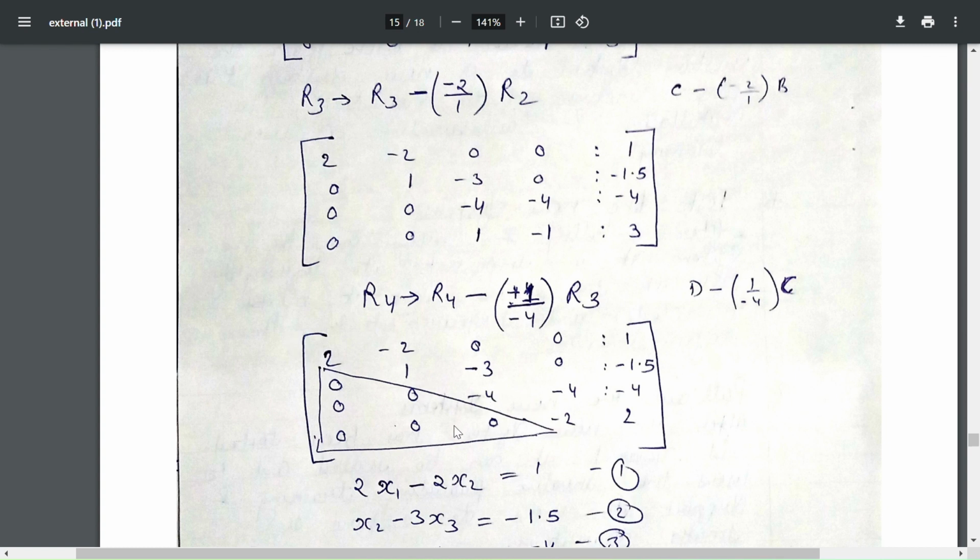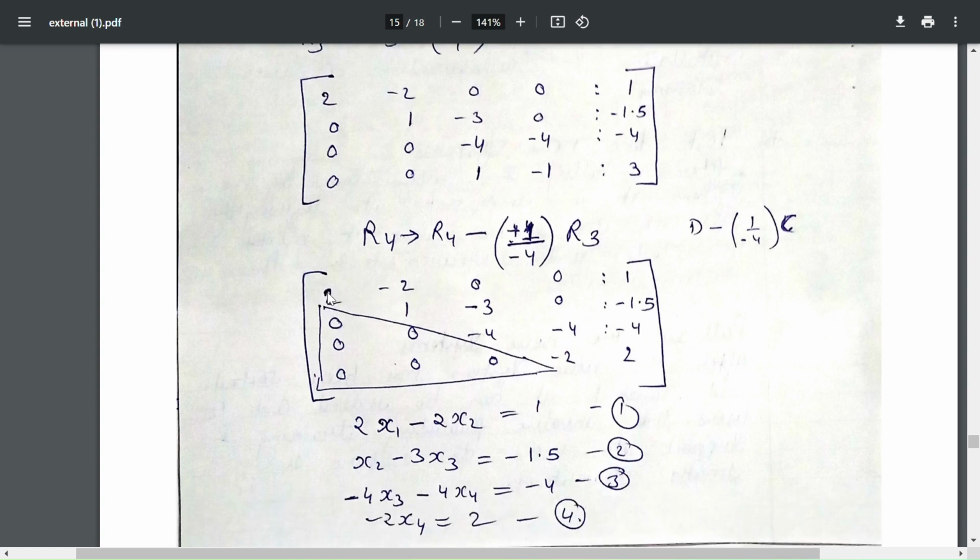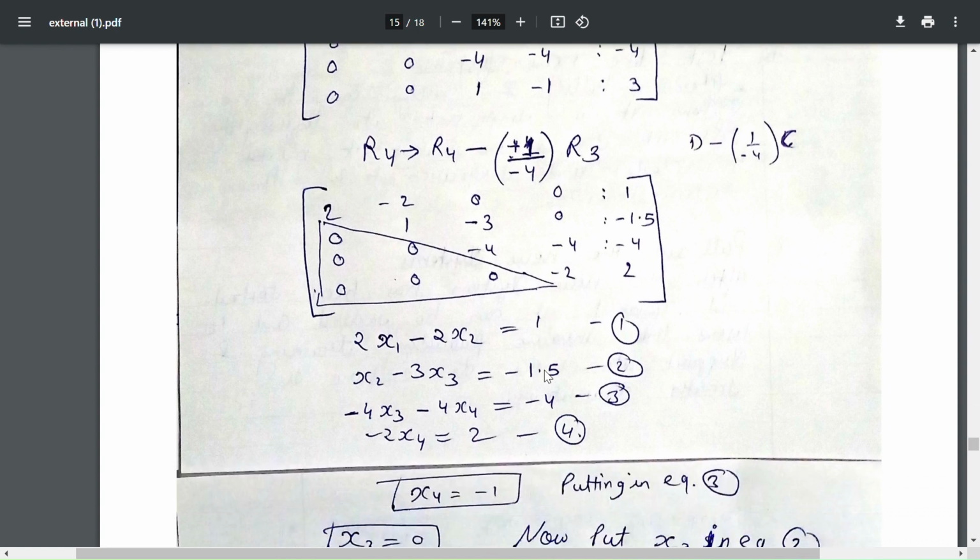Now we will find the values of x1, x2, x3 and x4. First we will create the equations. The first equation is 2x1 minus 2x2 equals 1. Then the second equation is x2 minus 3x3 equals minus 1.5, and the third equation is minus 4x3 minus 4x4 equals minus 4. Then our fourth equation is minus 2x4 equals 2.